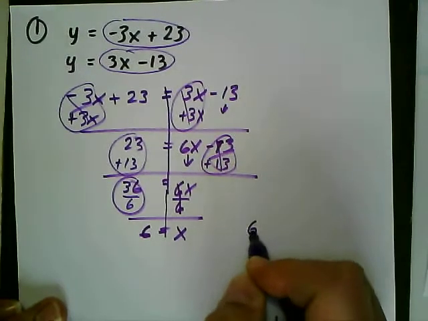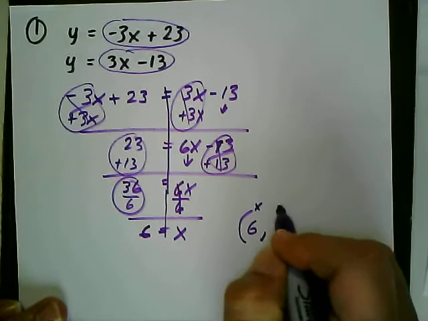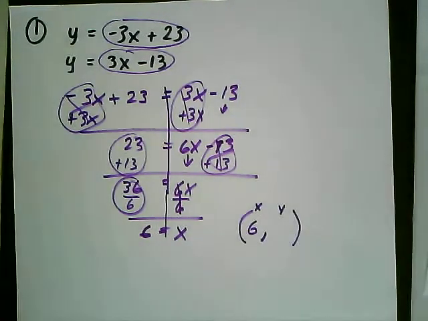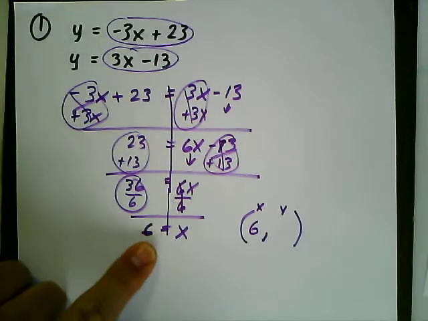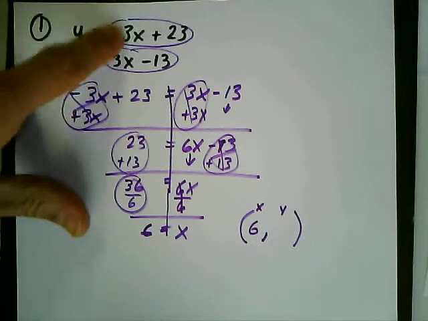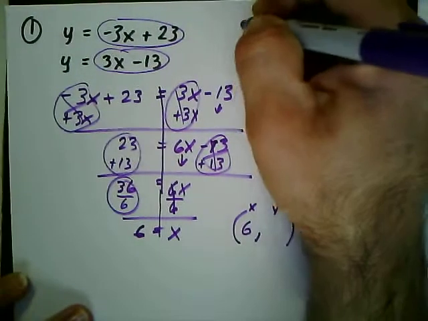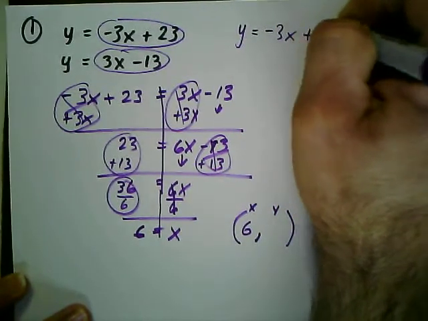That is our first part. Don't forget, a few of you were forgetting that these are coordinate points and it needs an x and a y. Well, that's okay because we have x here, which is 6. We have it up here as y equals, so I don't care which one you take. I always take the top one. This makes it easier. Y equals negative 3x plus 23.